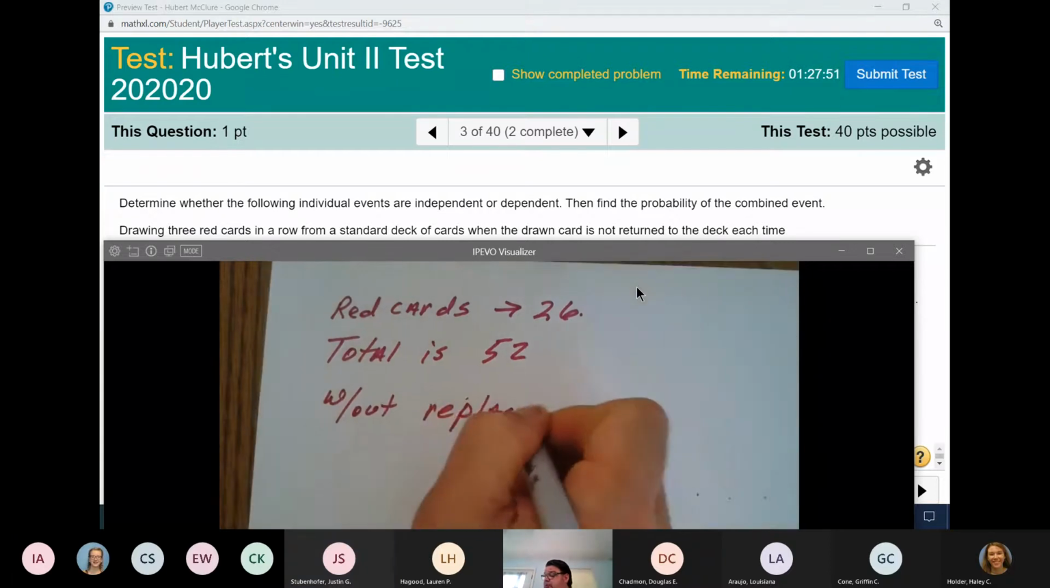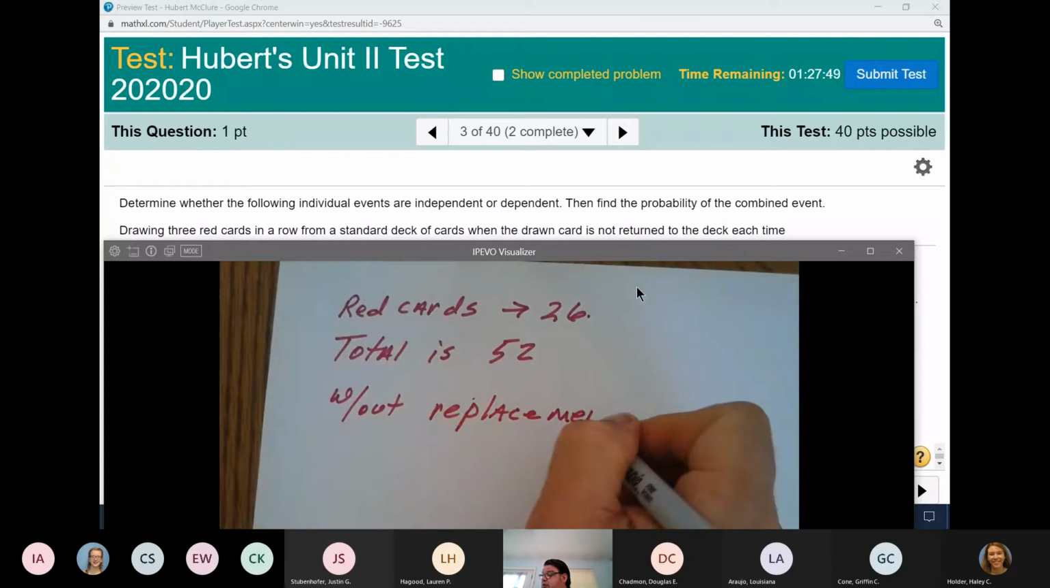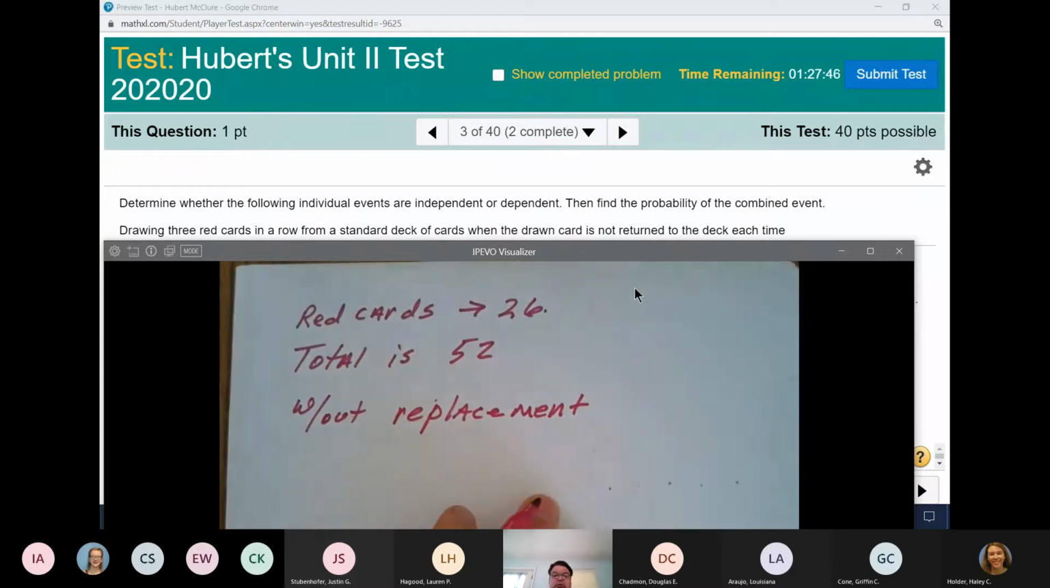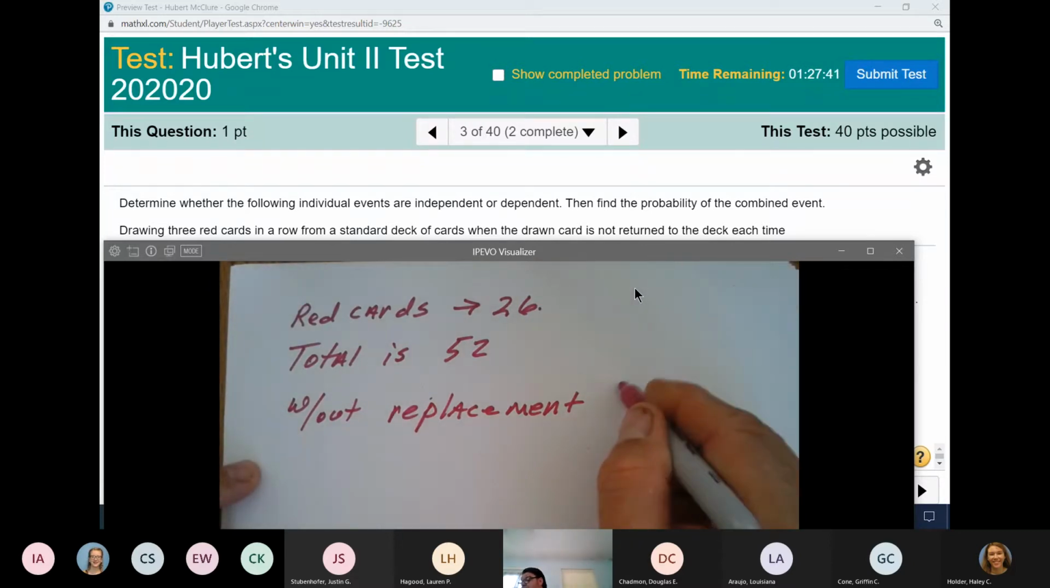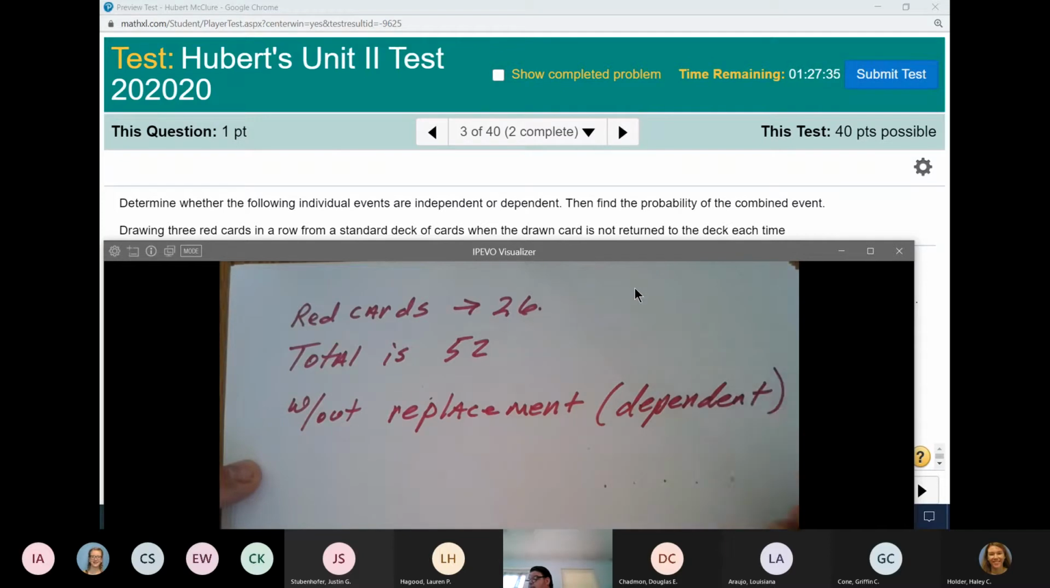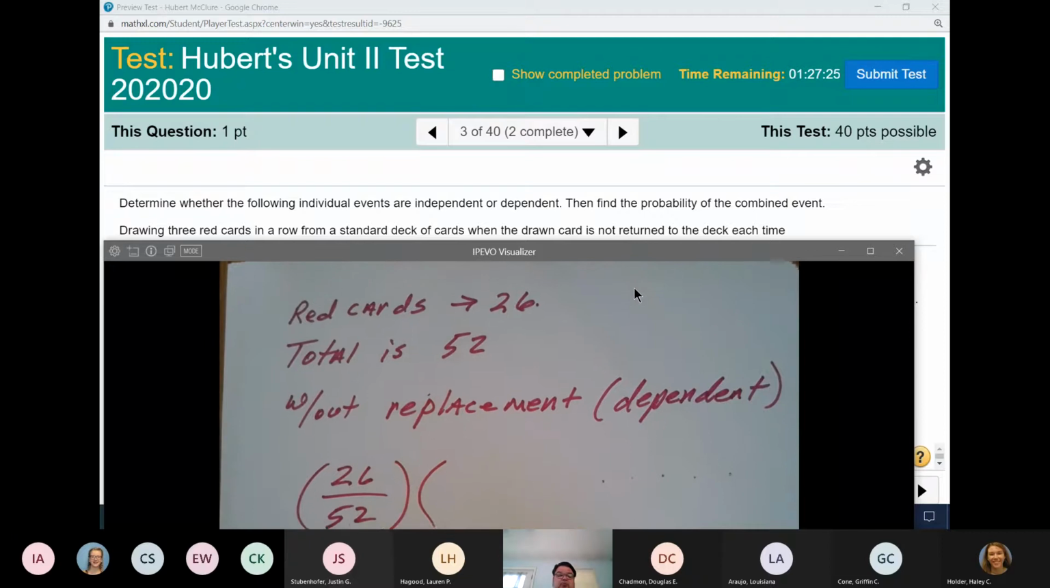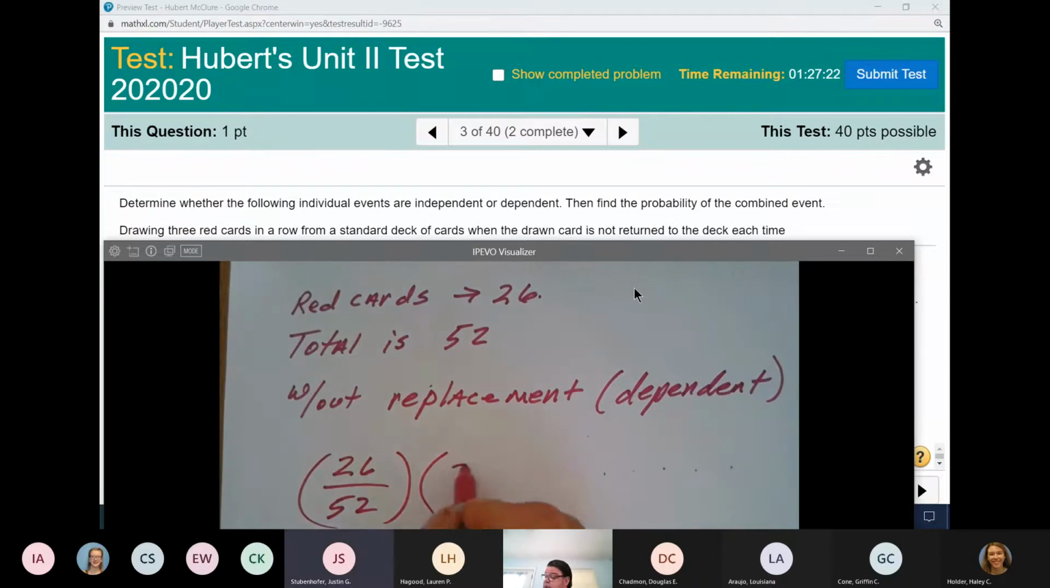Exactly. I tell you what. Even though y'all don't talk, some of y'all must have listened this week. Or you're not going to give me credit and say you already knew it, but that's okay. Without replacement means dependent. If I spelled it right. And 26 over 52 times what? What's the next one? 25 over 51. And the next one? 24 over 50.